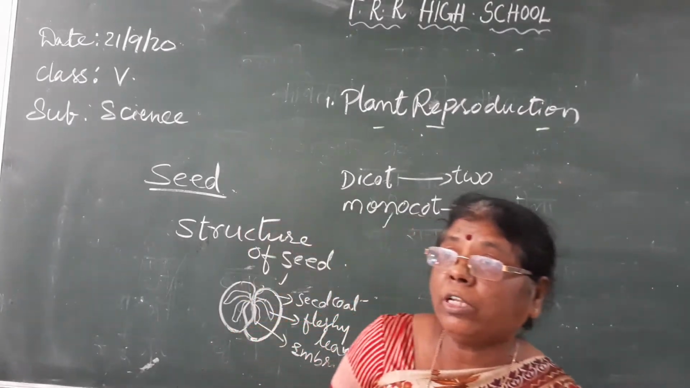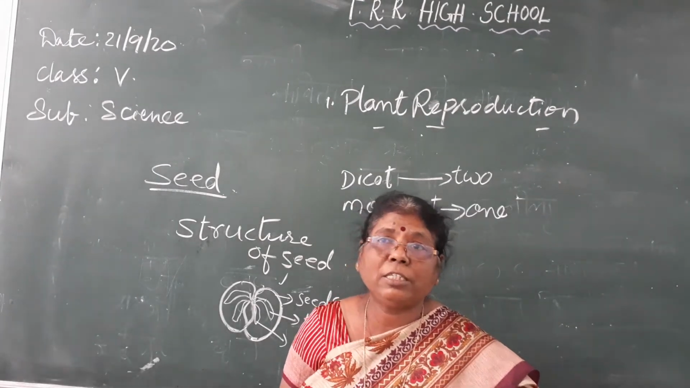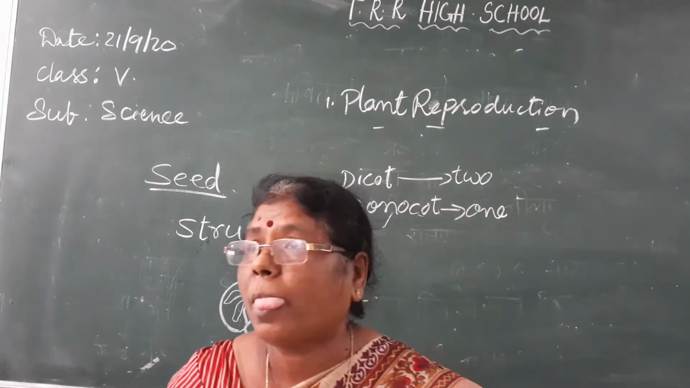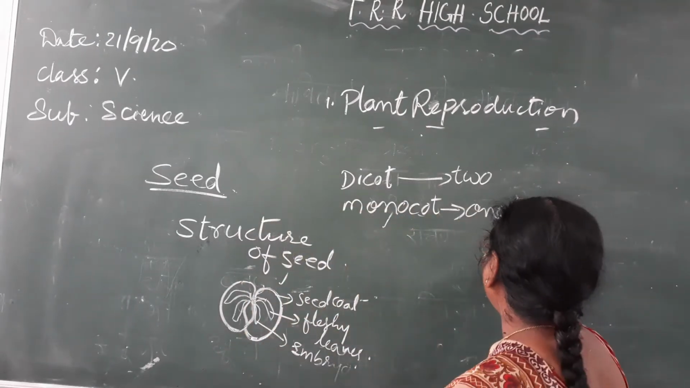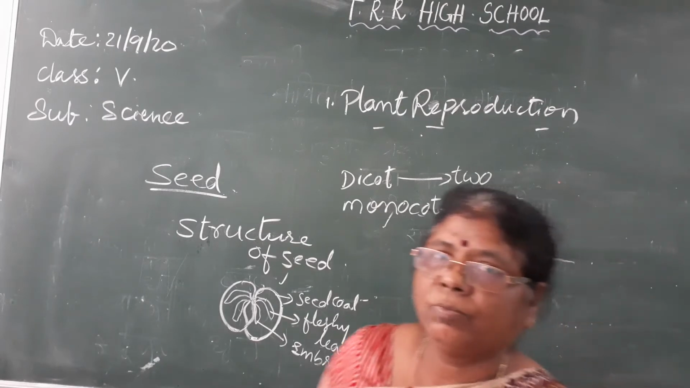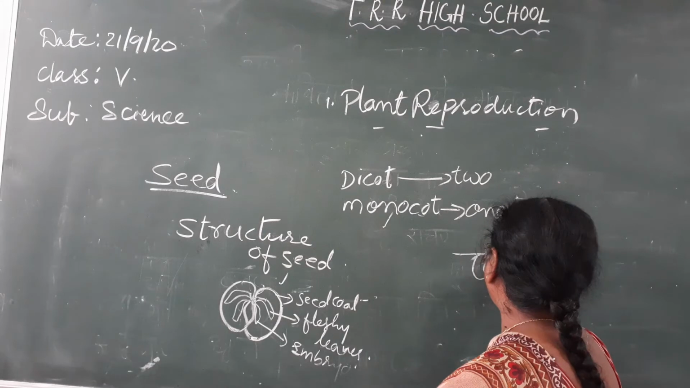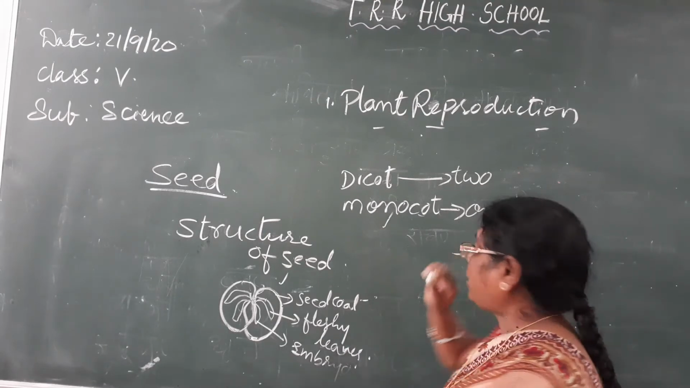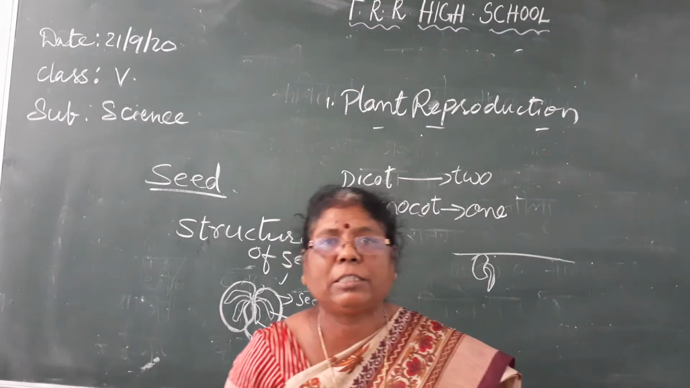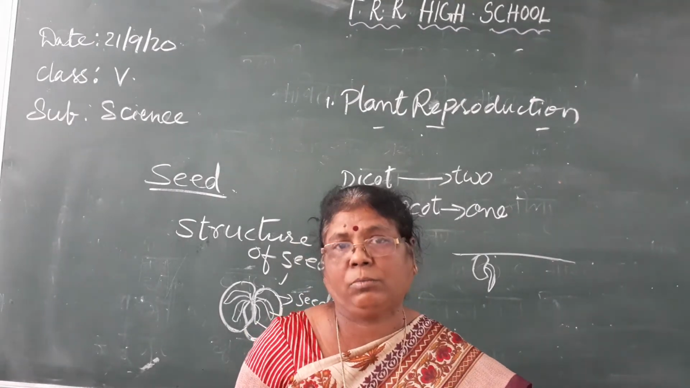Understood? So now here we will learn about the germination of a seed. We have discussed germination of a seed also. When we plant the seed in the soil, it swells, the seed coat bursts, and what happens? A small part comes out from the seed, that is called the root. The root first develops from the seed.